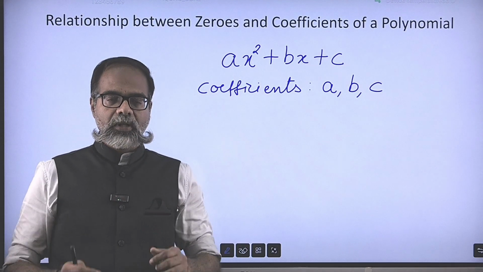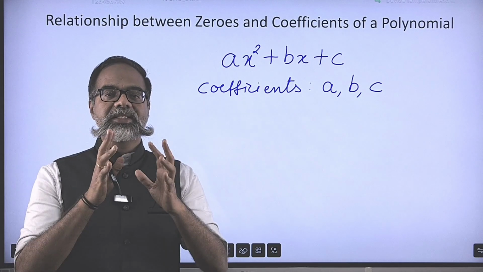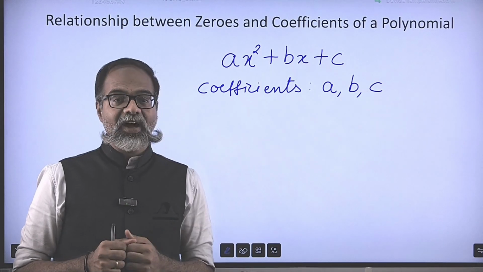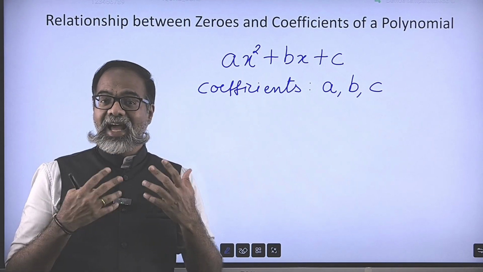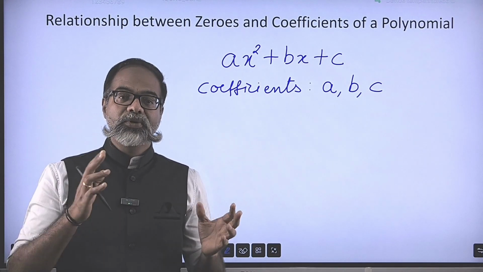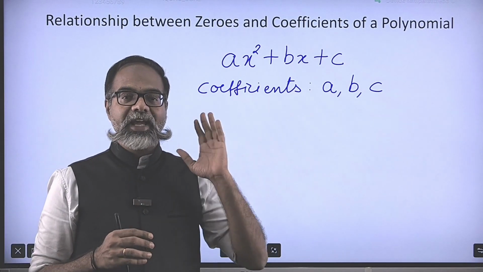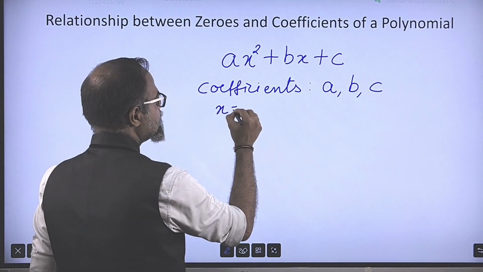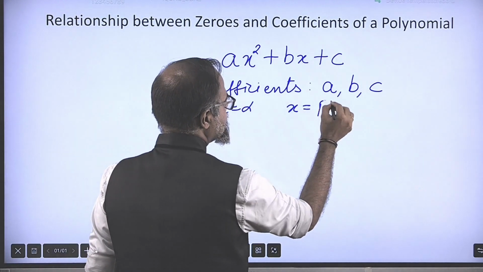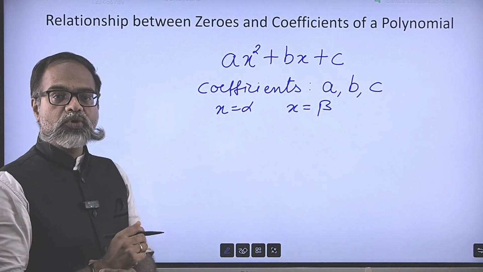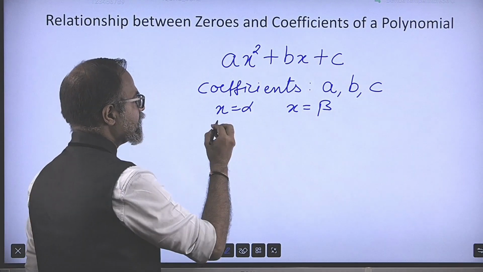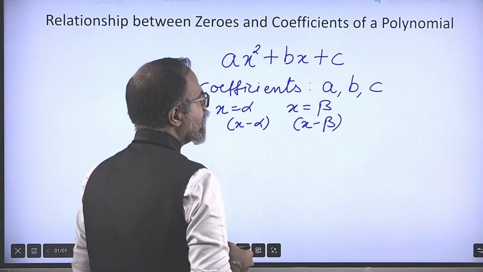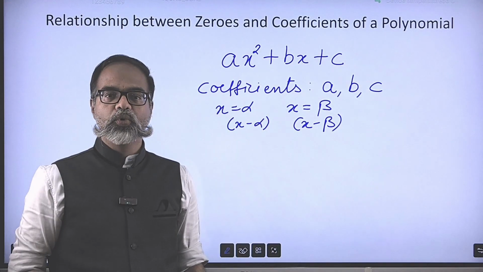Now, suppose alpha and beta are the zeros of this particular polynomial. That means if I take the value of x as alpha or as beta, then substituting x with alpha or beta will give ax square plus bx plus c equal to 0. So x equal to alpha or x equal to beta are the two zeros of the polynomial. Then x minus alpha and x minus beta are the two factors for this equation.